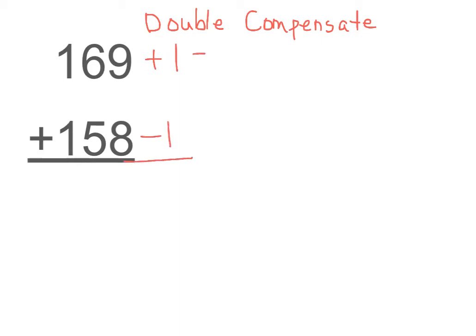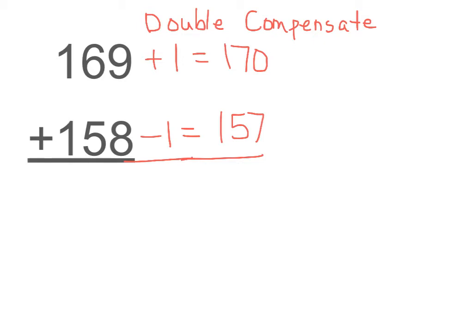All right, let's try some 3-digit numbers. Now, you have a choice here. You can do what we call double compensate, which means do it twice. So I'm going to add 1 to 169, but then I have to subtract 1. So 169 plus 1 equals 170. 158 minus 1 equals 157. Well, kids, that's still super hard.